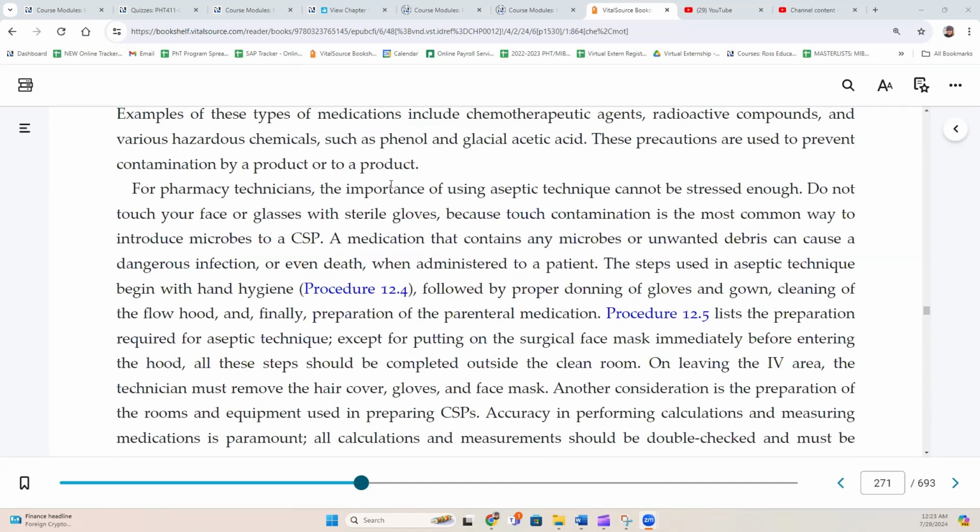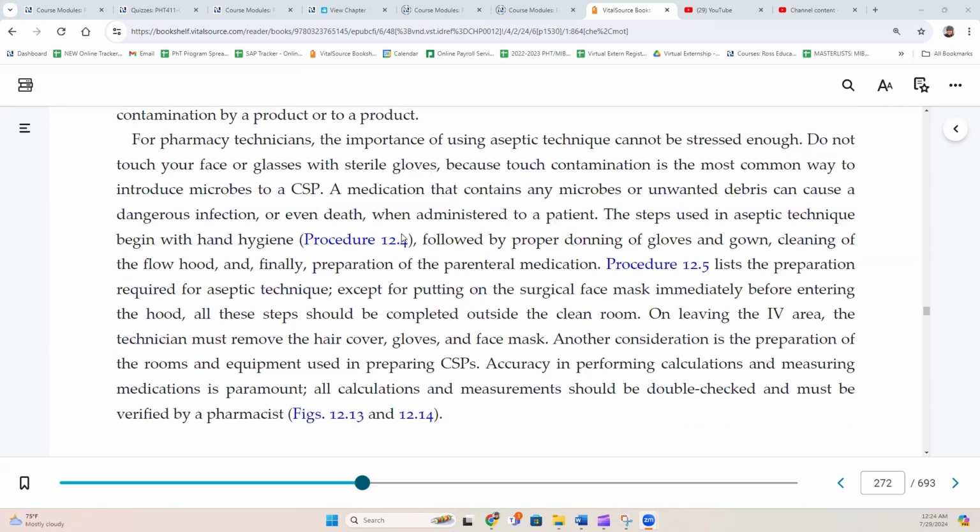The steps used in aseptic technique begin with hand hygiene, followed by proper donning of gloves and gown, cleaning of the flow hood, and finally, preparation of the parenteral medication. Procedure 12.5 lists the preparation required for aseptic technique, except for putting on the surgical face mask immediately before entering the hood. All these steps should be completed outside the clean room. On leaving the IV room, the technician must remove the hair cover, gloves, and face mask.